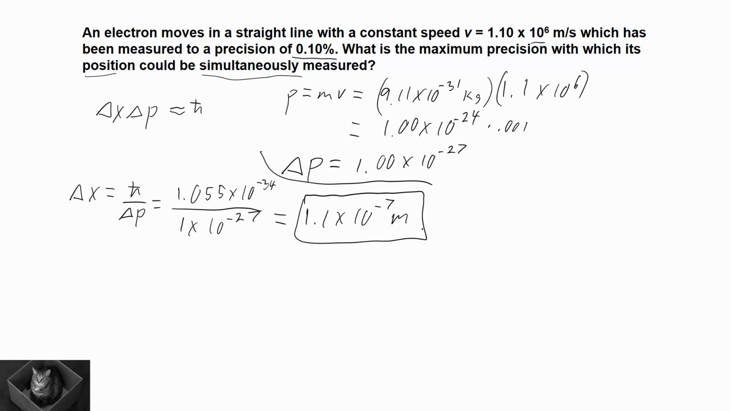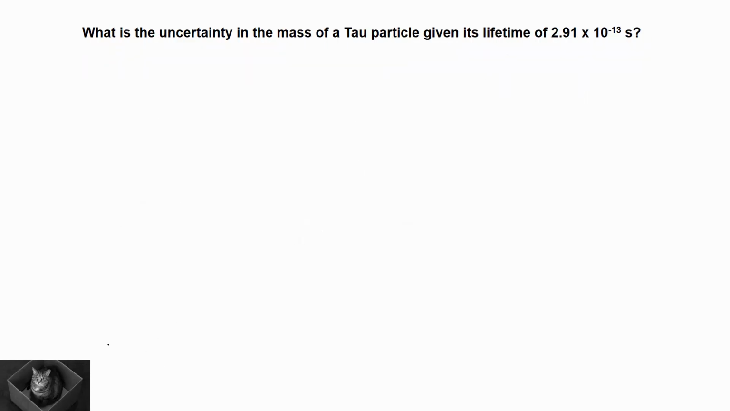So on the subatomic scale, this is a fairly large distance. If we know the speed quite precisely, then we really don't know exactly where the position of this is. There's no way we possibly could know it more accurately than this. This is the best we could possibly do. All right, one more example using energy stuff.